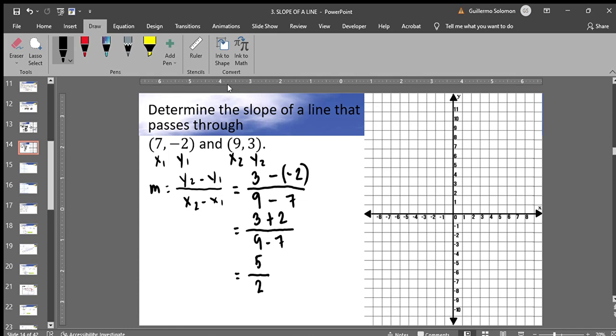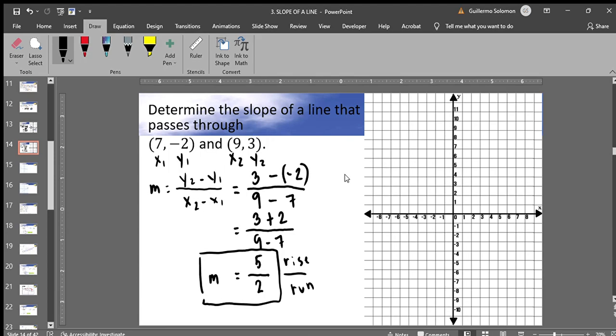Okay, so we have a slope of 5 over 2. So our rise is 5 and our run is 2. Okay, and then let us illustrate the given. Let us illustrate the slope of a line using the given 2 points.